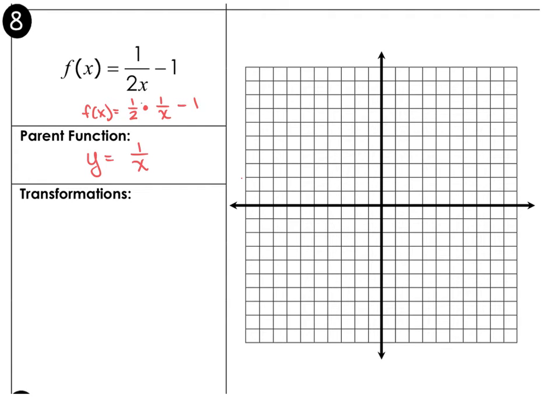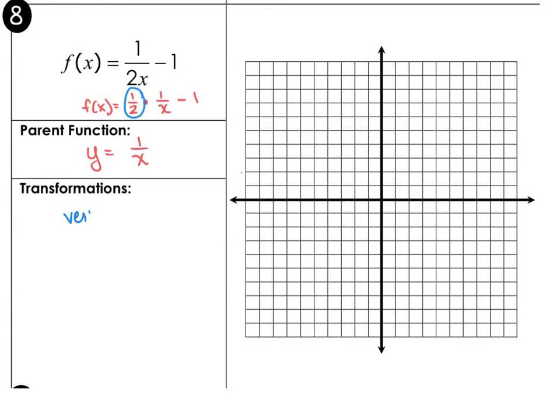So when we look at this function, we've got 2 changes. The 1/2 out in front, as I mentioned, is a vertical dilation, but because it's between 0 and 1, it's going to be a vertical compression. Vertical compression by that exact number, that 1/2. In addition, we've got this minus 1 on the outside, so that will just shift our function down 1.